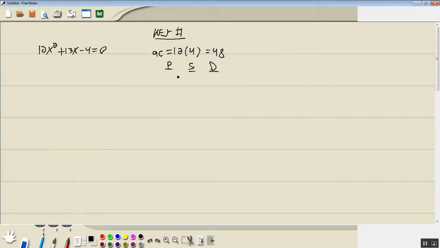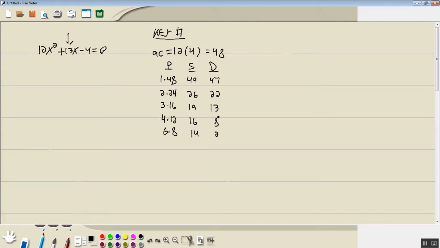We'll come up with our 3 columns. We'll write down all products that give us 48. We have 1 times 48, 2 times 24, 3 times 16, 4 times 12, 6 times 8. Add them: 1 plus 48 is 49, 26, 19, 16, 14. Subtract them, smaller from larger: 48 minus 1 is 47, 22, 13, 8, and 2.